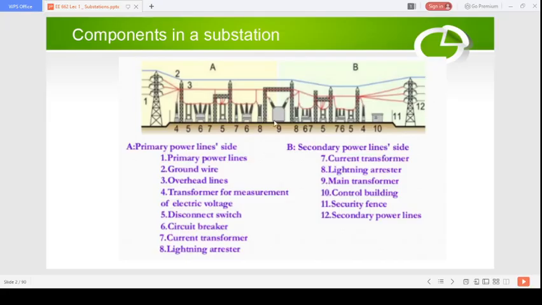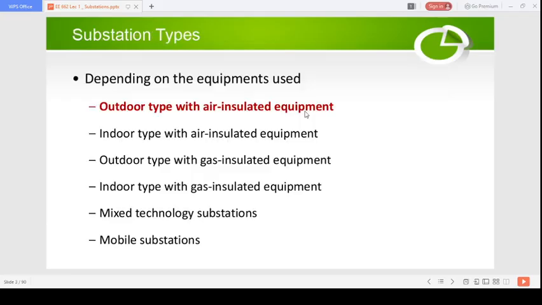Then you have the main transformer of the substation, which either converts the voltage or regulates the voltage, depending on the requirement or the substation type. Then you have the control building, which does the monitoring and control of the substation, and then the outgoing secondary power line. I think we also discussed this arrangement in the introductory session.